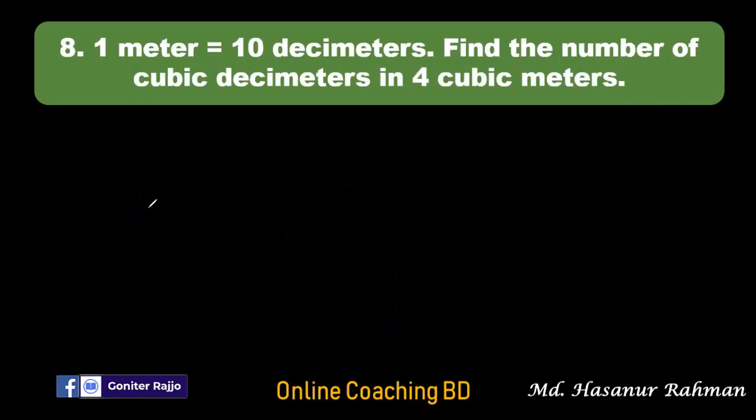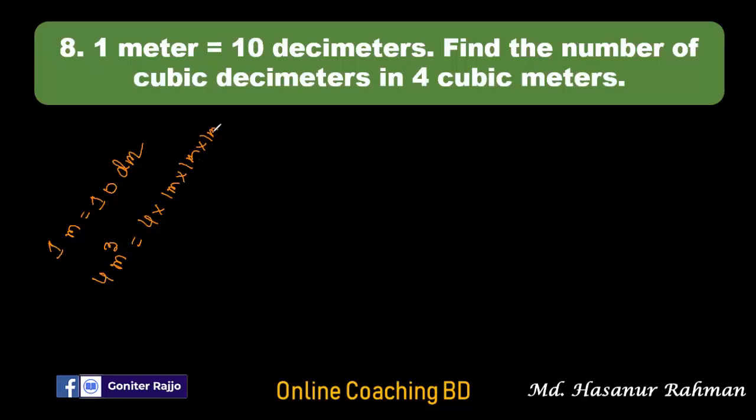Now number 8. Number 8 says 1 meter equal to 10 decimeters. Find the number of cubic decimeters in 4 cubic meters. So how can we solve this problem? So what will be 4 cubic meters? 4 meter cube means actually 4 into 1 meter multiplied by 1 meter multiplied by 1 meter. You know, 4 multiplied by 1 multiplied by 1 multiplied by 1, that is 4.